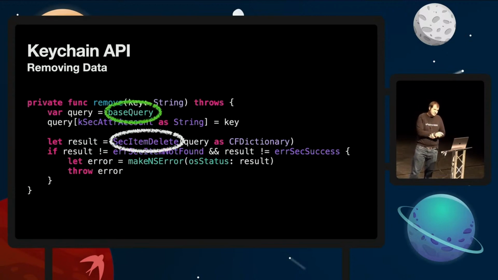You get this template query, we copy it because it's a struct. We are just copying it. In Swift, referencing a struct in a new variable will just create a new copy.